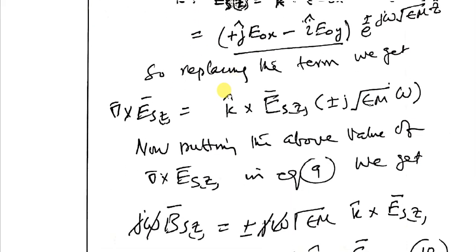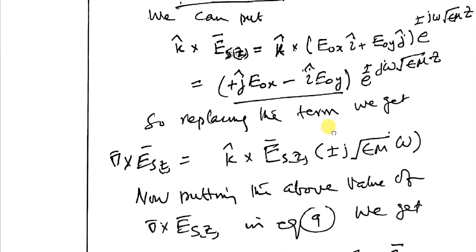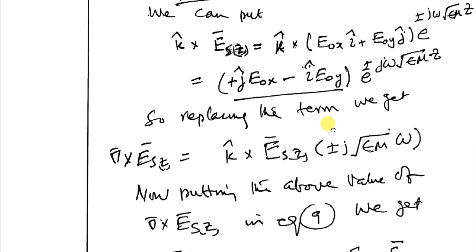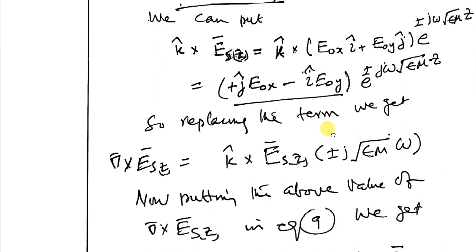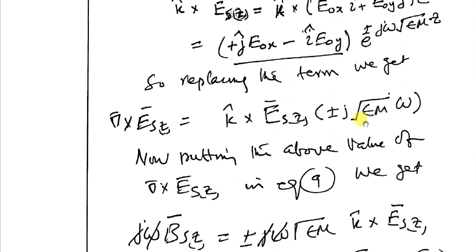So the curl of E of sz is given by this required result, because here we have this whole solution, E of sz, which contains e raised to plus or minus j omega square root of epsilon mu z. This whole term is actually E of sz. So we are left with this additional part, which is being multiplied here, plus or minus j omega square root of epsilon mu.